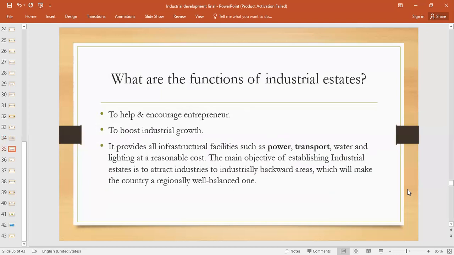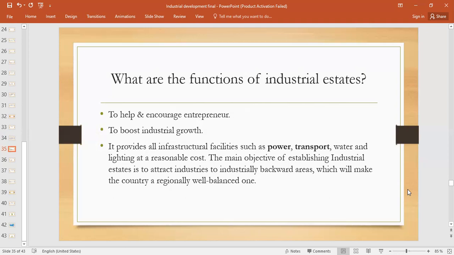Again, what is the purpose? What are the functions? Why are they needed, right? Basically, to help encourage entrepreneurs, as I said earlier, to invest in Pakistan in order to boost industrialization and industrial growth. That is the main purpose of those industrial estates. You must have noticed in the SITE area that there are multiple industries, and they are responsible for boosting Pakistan's economy, right?